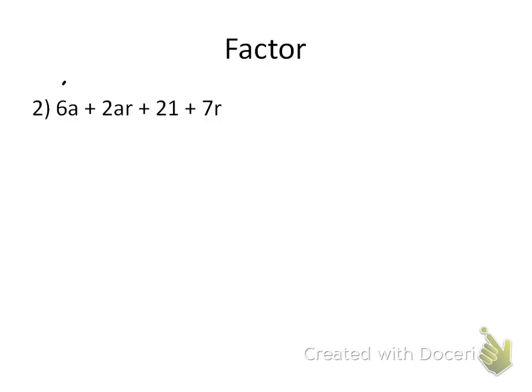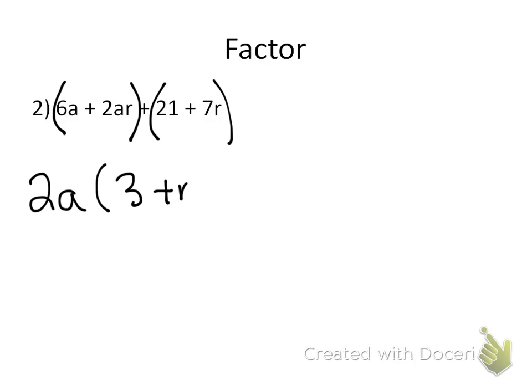Oops. All right, I'm going to group them, 2 and 2. What's the GCF in the first two terms? 2a, good. That's 3 plus r. What do you guys want to pull out in the back? 7, and it's positive, right? So plus 7. That also gives us 3 plus r.